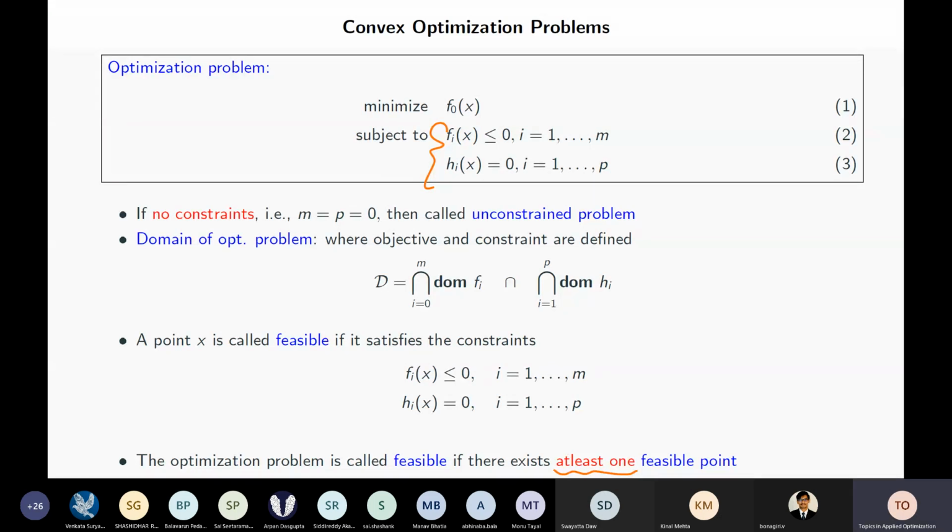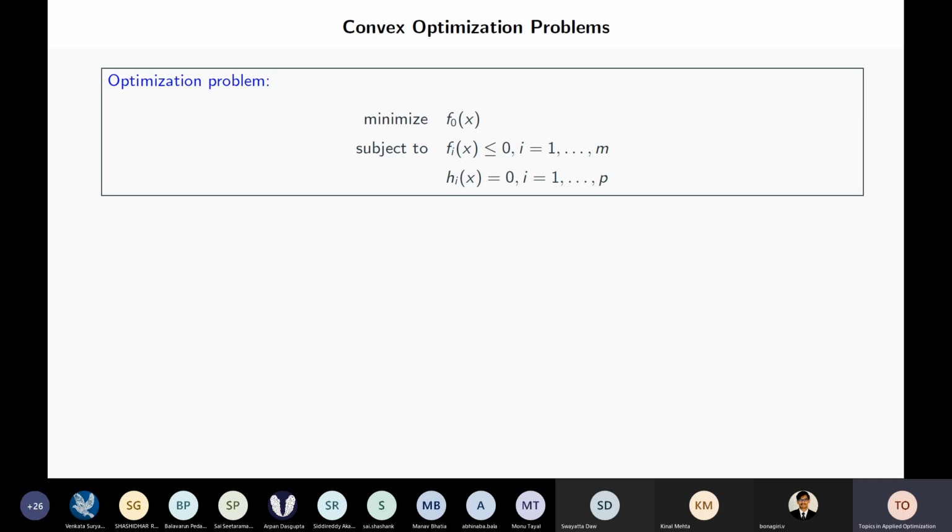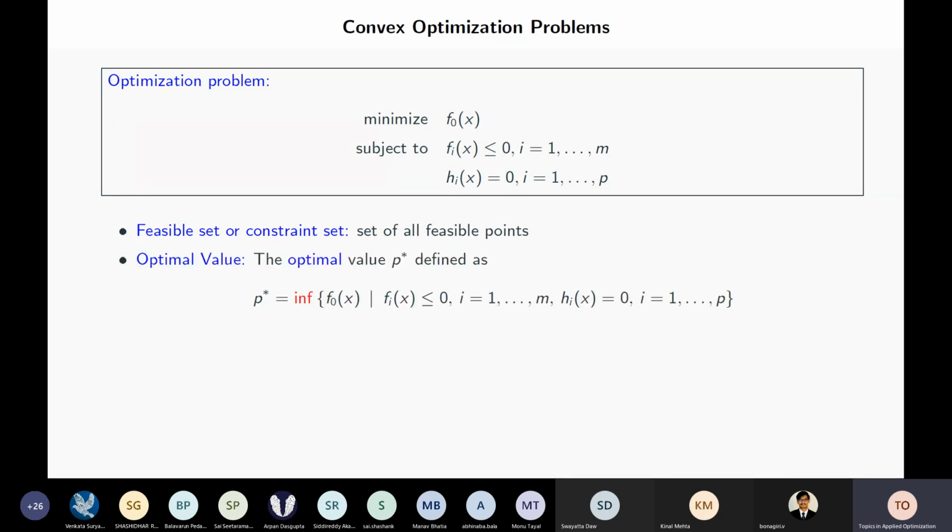In that case, you will return the problem to the person and say that this problem itself is not feasible. It's not a well-posed problem, so go ahead and check your equality and inequality constraints again. So the first step in solving would be to check whether the constraints are actually satisfiable or not. Now, the feasible set or constraint set is the set of all feasible points. You put them in a set, and that is called the feasible set or constraint set.